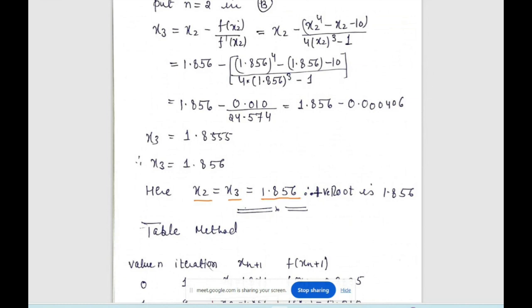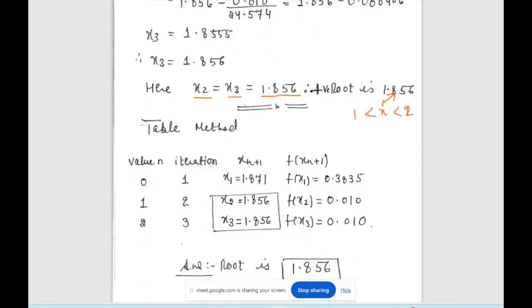You can say yes, the root is 1.856, which is lying between 1 and 2. This particular root is lying between 1 and 2, which we have written in the starting step. So you can say the root of that particular question is 1.856. So this is your answer to the question.